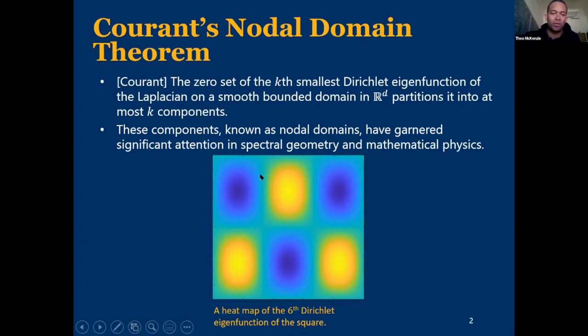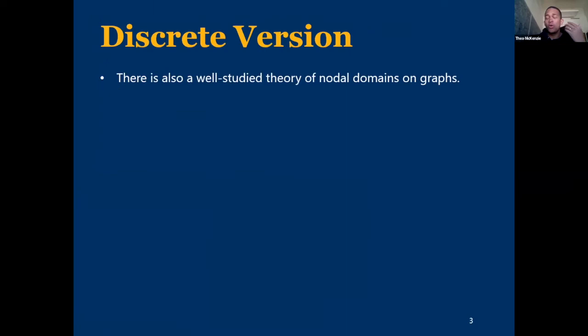So we see six nodal domains below, and they've been used for a very long time, like 150, 200 years, as a way to figure out the structure of eigenfunctions. It's a way to measure what these eigenfunctions are. So what I'm going to be talking about today is a discrete version of this problem, which is on a graph.